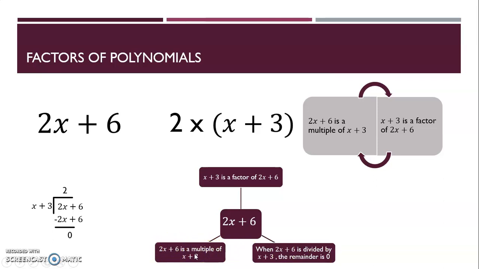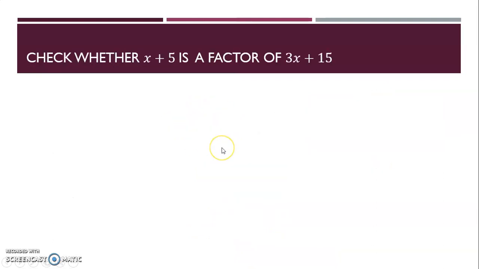Just like we saw in the case of integers, all the properties of factors hold: the bigger number is a multiple of that factor, and when I divide that number by the factor, the remainder is 0. All those three properties are true for polynomials also. I hope you understood what we mean by a factor of a polynomial. Now check whether x plus 5 is a factor of 3x plus 15.